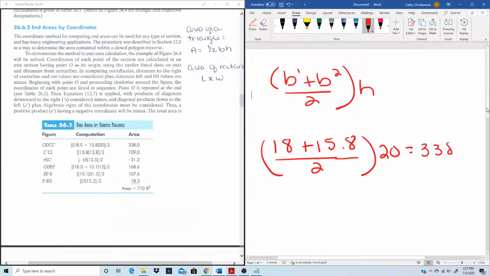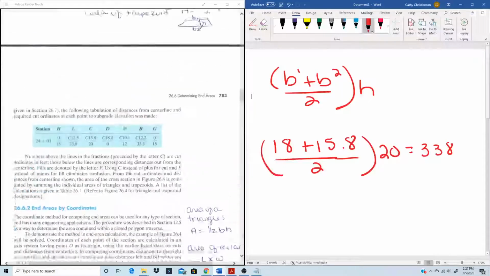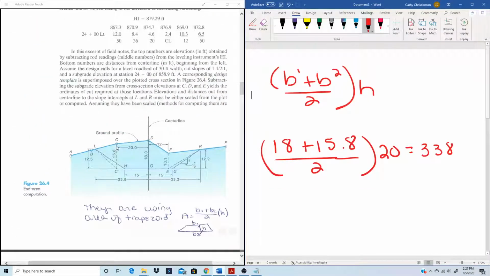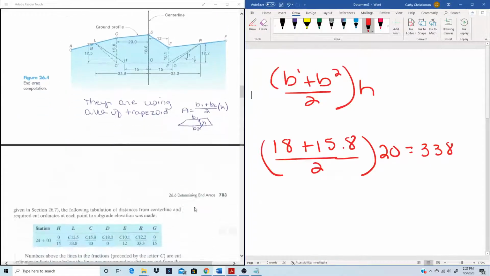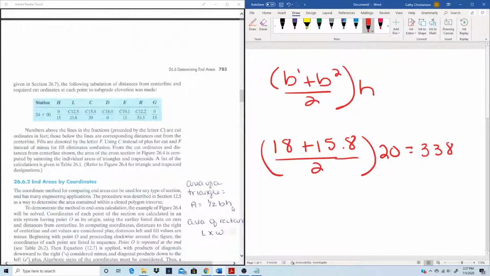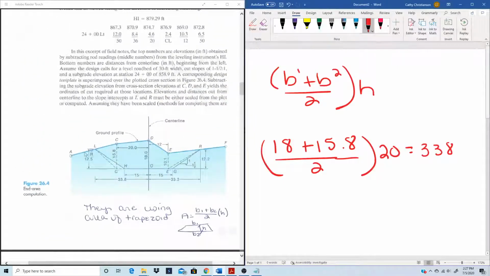Alright, then they go back and they're going to use a triangle for the part that is C, C prime, and L. So they're using like area equals 1/2 base times height. So for their base, they're using 15.8. And for their height, they're using the difference between the 38.8 and the 20. That means there's 13.8 feet from here to here.